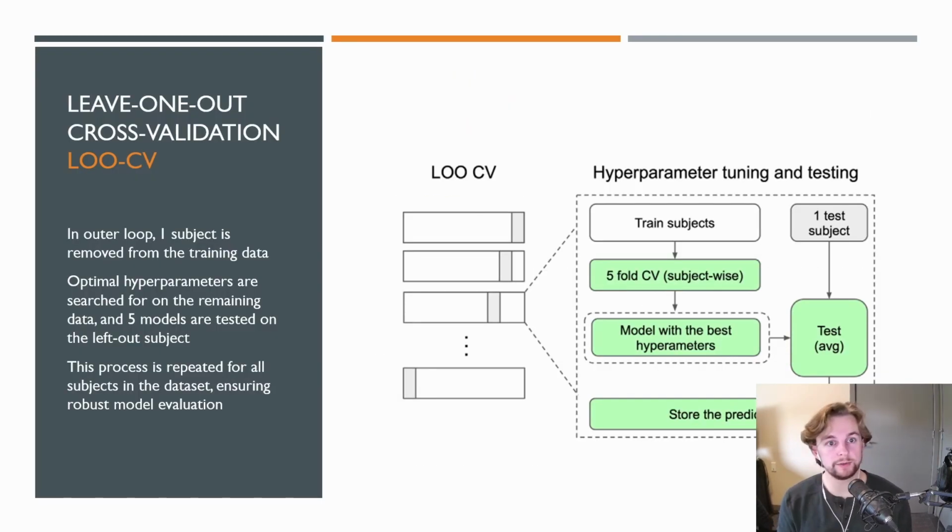Leave-one-out cross-validation. In the outer loop, you can see that one subject at a time is removed from the training data. Optimal hyperparameters are searched for on the remaining data, and then 5 models are tested on that left-out subject, and this process is repeated throughout the whole data set, ensuring a very robust model evaluation. And this is just a graphic explaining what's happening.